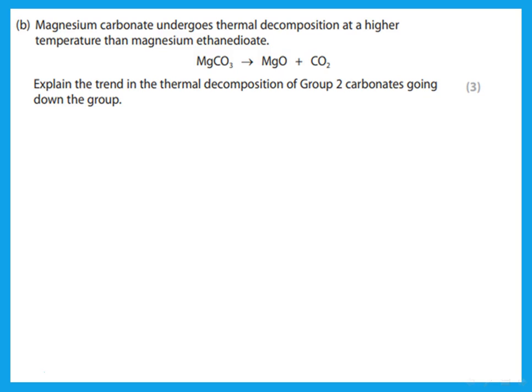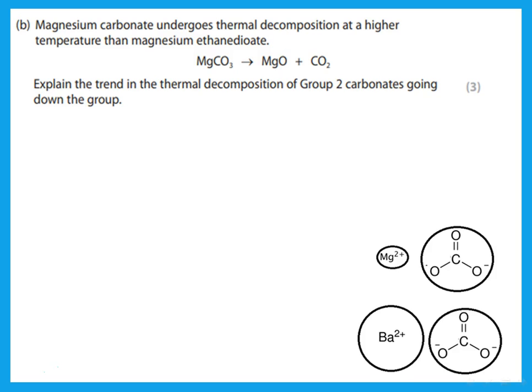Then he says magnesium carbonate undergoes thermal decomposition at a higher temperature than magnesium ethanedioate. Explain the trend in the thermal decomposition of group 2 carbonates going down the group. Okay, again, let's take a look. We said if we're looking at carbonates, carbonate itself is a big atomic group. And we said as we go down, the compound becomes more thermally stable.